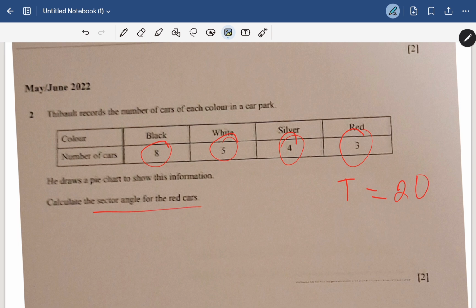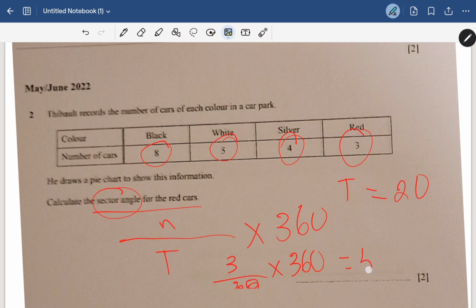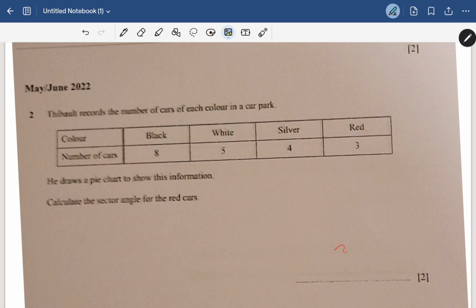To find the sector angle for the red cars, we're going to do the number over the total multiplied by 360. This is to find the sector angle. The number of red cars is 3 over the total, which is 20, okay, times 360, and if you do it on your calculator, you are then gonna get 54. So the sector angle is then 54 degrees.